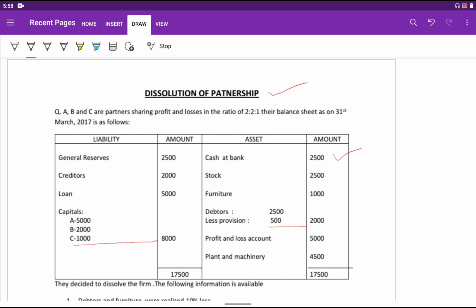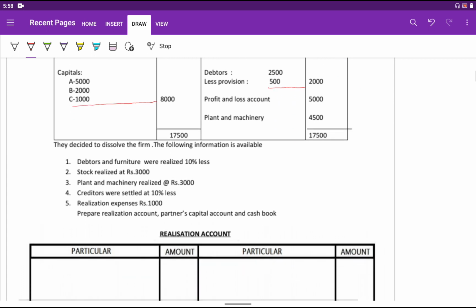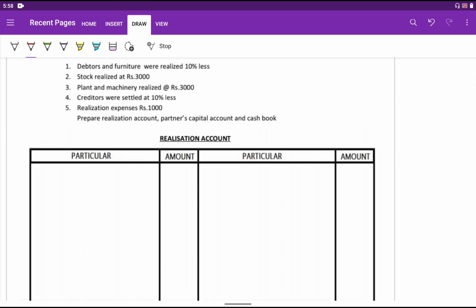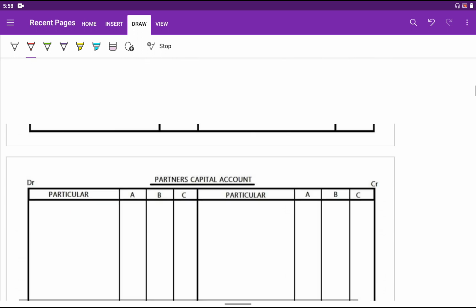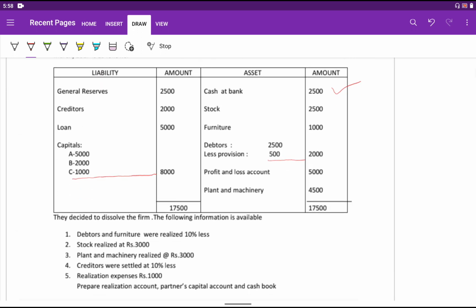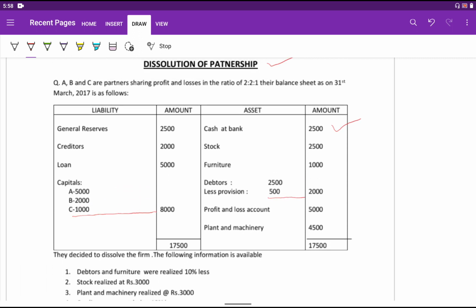Okay, so in this lesson I am discussing two questions. The first one is a direct question and the second one is with all the adjustments. What are the ledgers we want to create in this lesson? The first one is realization account, the second one is partners capital account, and the third one is cash book. Only three ledgers we want to prepare in dissolution of partnership, and this is a very easy and direct lesson. All the adjustments are very direct and you can study easily. So listen carefully, and now we will do the first question.